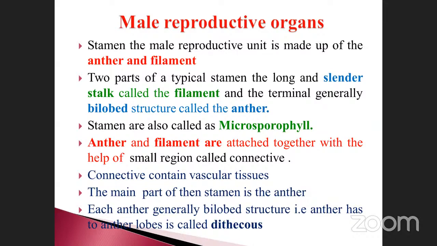Each anther is generally a bilobed structure. That is, the anther has two lobes, called dithecous because it contains two lobes. So that's why it is called dithecous. What is the meaning of dithecous? Each anther is generally bilobed. That is, the anther has lobes, called dithecous. Suppose the anther has two lobes, bilobed. It is also otherwise called dithecous. Okay, it also comes under the heading known as dithecous.